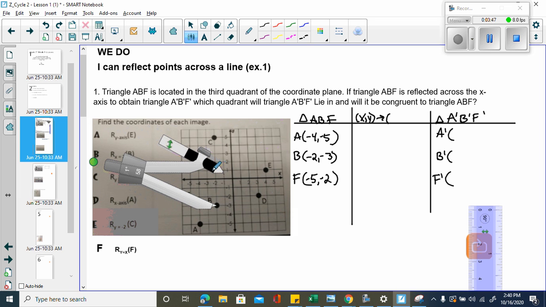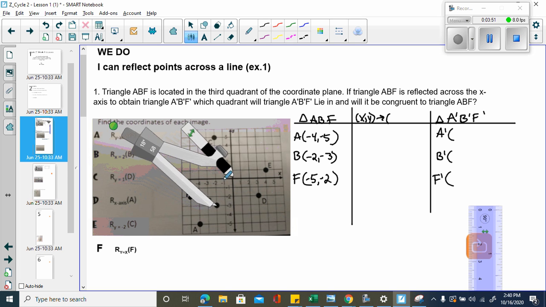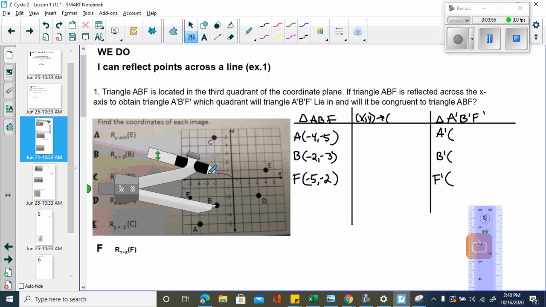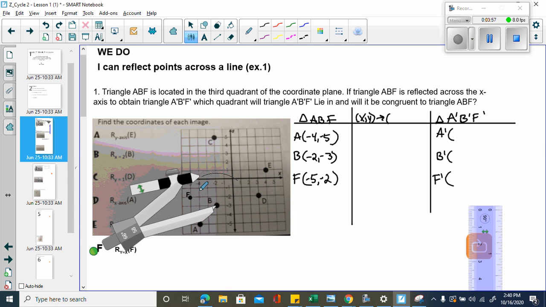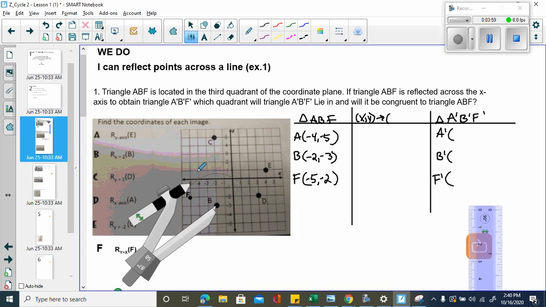Then after I put my sharp end at B, I swing around so that my compass will intersect my line of reflection in 2 places. My line of reflection is the x-axis, so I swing it around so it intersects it in 2 places. In 2 places, 1 and 2. Let me do that in a different color, 1 and 2.